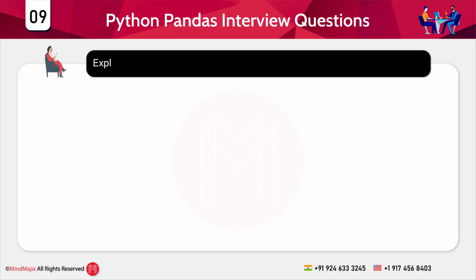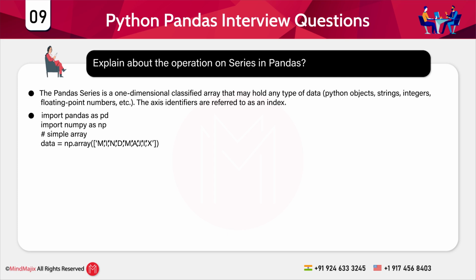The next question is: explain operations on series in pandas. The pandas series is a one-dimensional labeled array that may hold any type of data such as Python objects, strings, integers, floating point numbers, and so on. The access identifiers are referred to as an index. The pandas series is merely a column in an Excel spreadsheet.